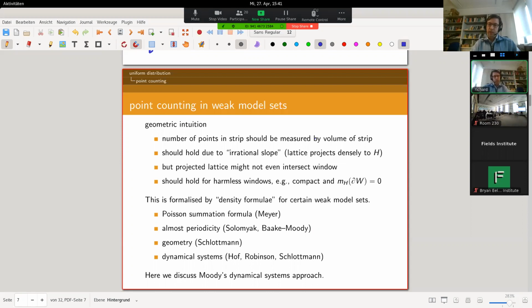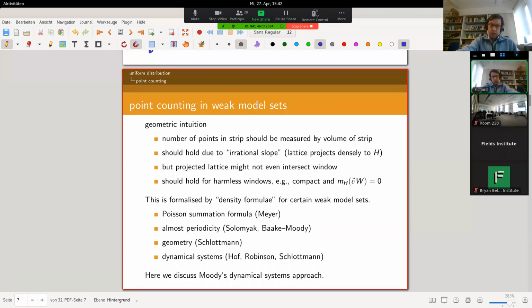But if the window is nice, for example, compact and regular, with almost vanishing boundary, then things shall be nice. And in this spirit, there are some density formulae around for certain weak model sets by different methods. The first method is the analytic Poisson summation formula, which dates back to Meyer, even in the 70s. The second approach is maybe almost periodicity, Solomyak for tilings, also Baake, Moody, the Greller paper.